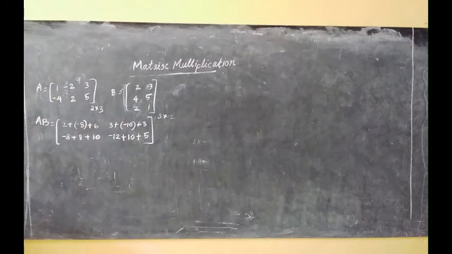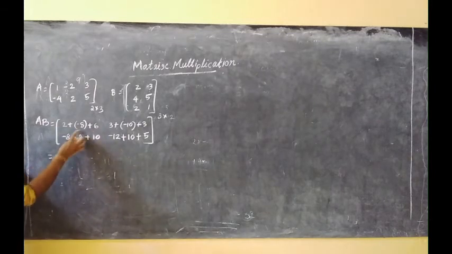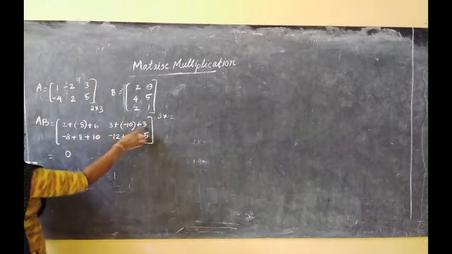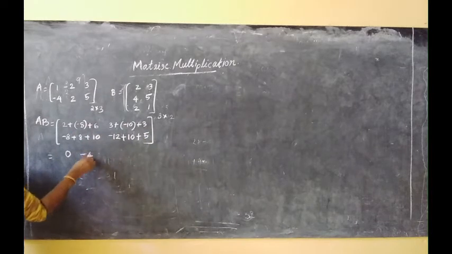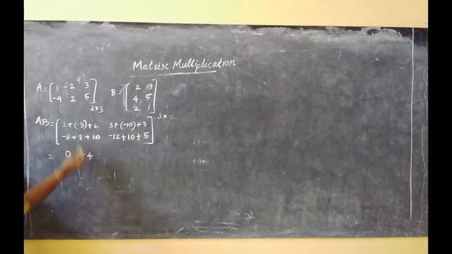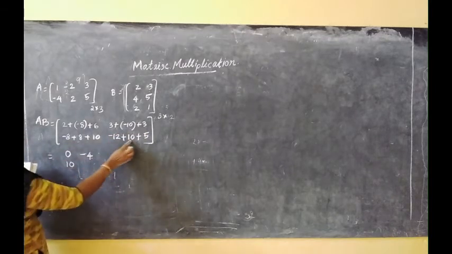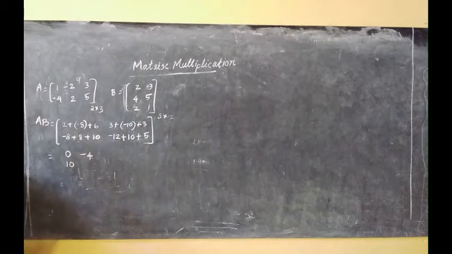Okay, now we can add it. See what we get first. 2 plus 6, 8. Minus 8, 0. Here 3 plus 3, 6. 6 minus 10, minus 4. Then plus 8, minus 8, they cancel. Then 10. Here 15 minus 12, the answer is 3. We get AB is equal to this matrix.